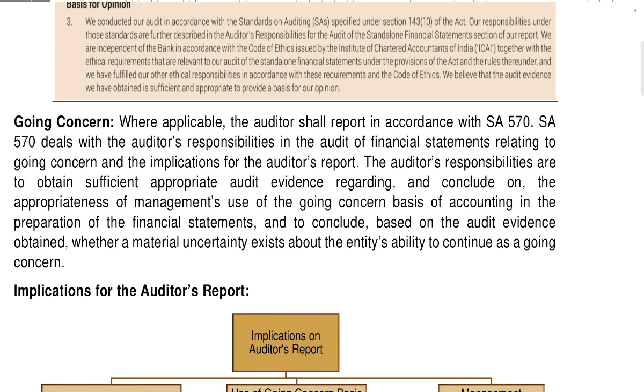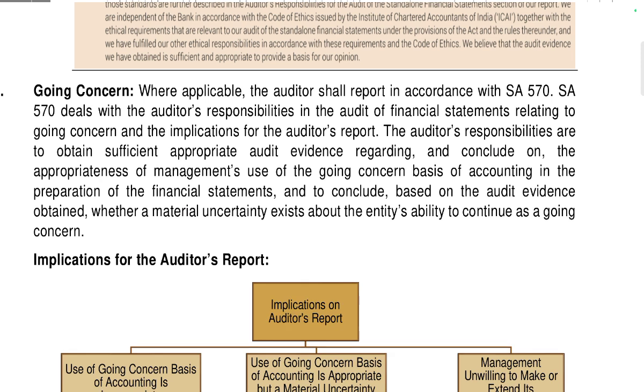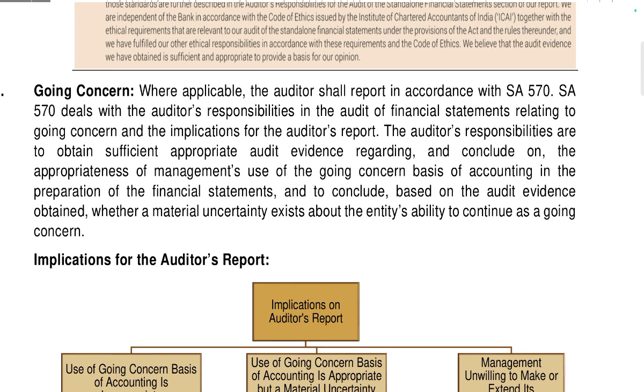our opinion. Going concern: where applicable, the auditor shall report in accordance with SA 570. SA 570 deals with the auditor's responsibility in an audit of financial statements relating to going concern and the implications for the auditor's report. The auditor's responsibilities are to obtain sufficient appropriate audit evidence regarding, and conclude on, the appropriateness of management's use of the going concern basis of accounting in the preparation of financial statements, and to conclude, based on the audit evidence obtained, whether a material uncertainty exists about the entity's ability to continue as a going concern.